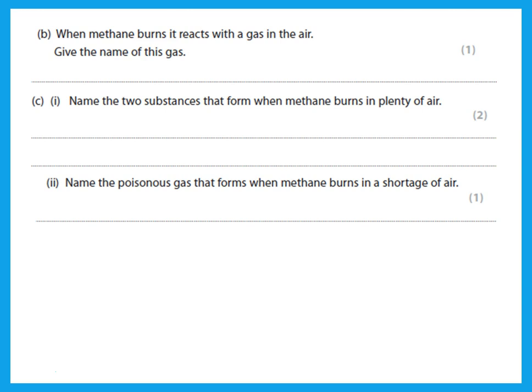So when methane burns, it reacts with a gas in the air. Remember, we said combustion means it's going to react with which gas? Oxygen. Now name the two substances that form when methane burns in plenty of air or lots of air. Remember that any alkane, alkene, alcohol, in presence of lots of air, then what you form is carbon dioxide and water.